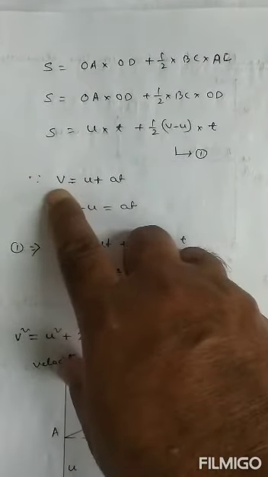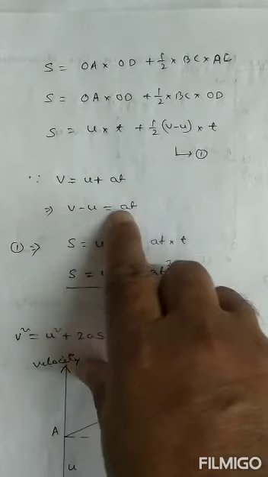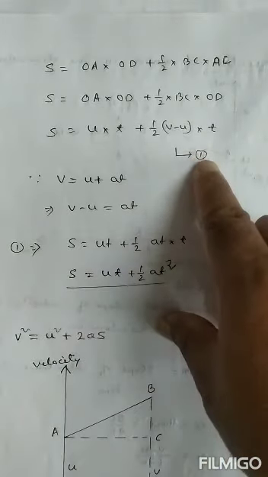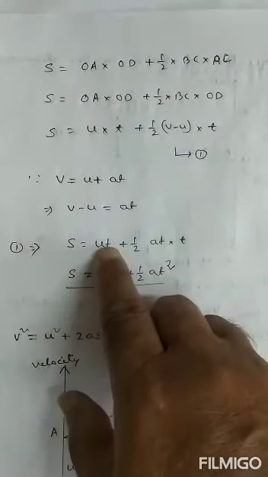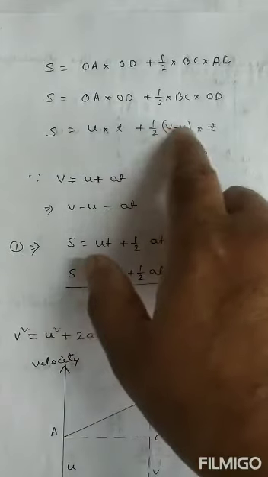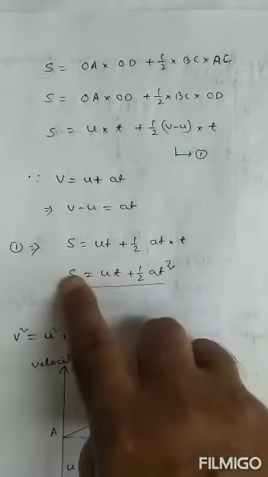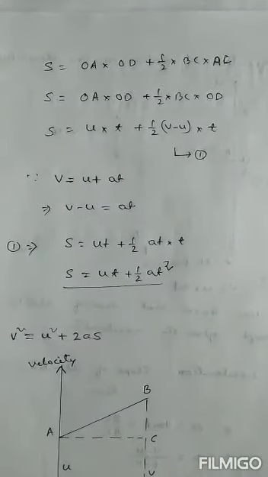From the first equation, V is equal to U plus AT. What we get? V minus U is equal to AT. So, therefore, if we substitute in equation 1, S is equal to UT plus half T into V minus U. Instead of V minus U, I write AT. So, therefore, S is equal to UT plus half AT square. So, this is the second equation.